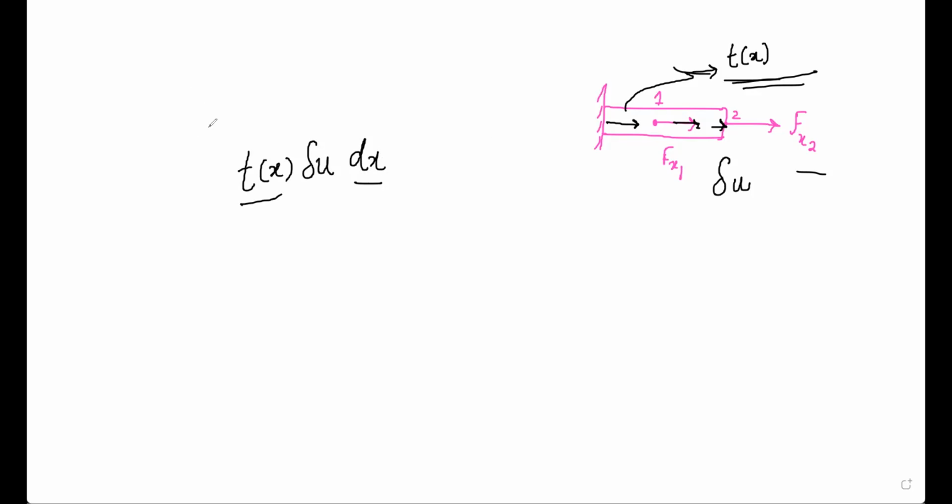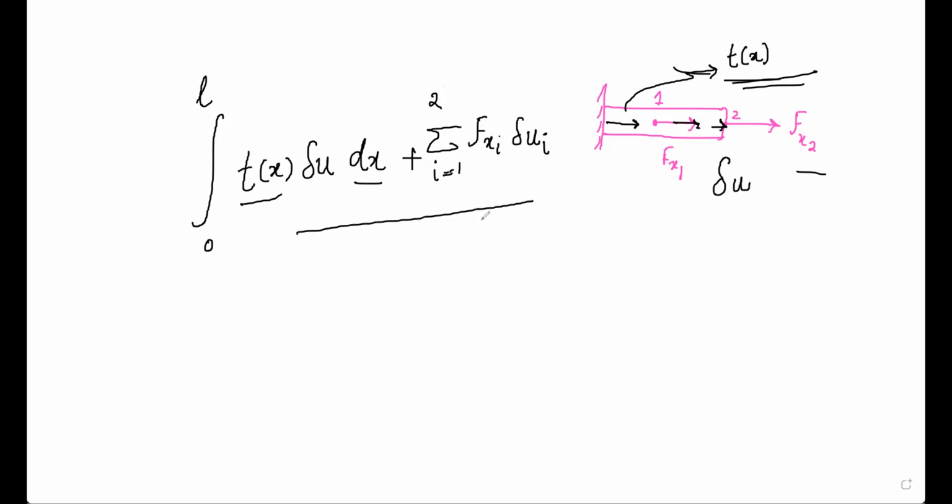So what will be the total traction? We'll write that as integral from 0 to L. Plus, what will be the virtual work done by the force Fx1, that is Fx1 multiplied by delta U, plus Fx2 multiplied by delta U. So let's write this as summation of i going from 1 to 2, Fxi delta Ui. This is the virtual work done by the external force.